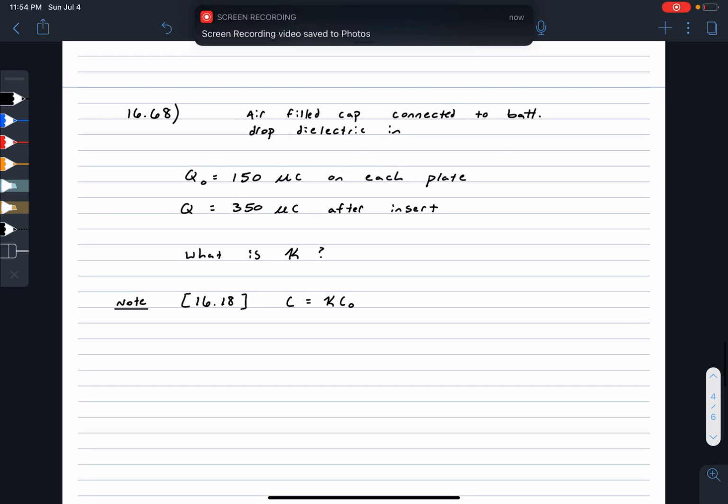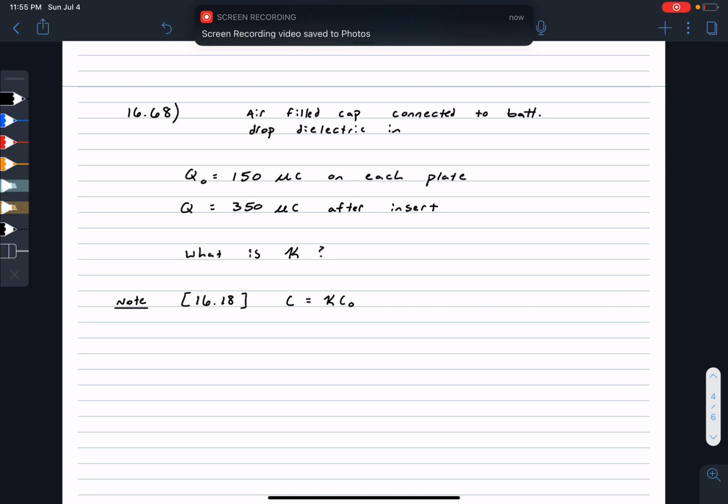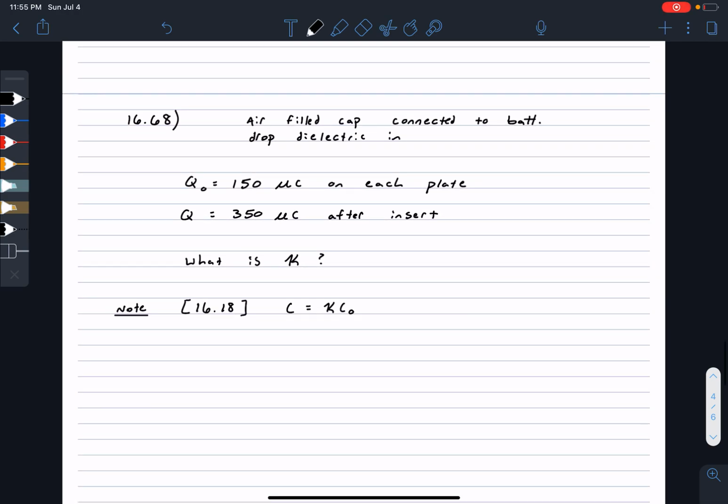Okay, doing the next problem, number 68. We're given an air-filled capacitor connected to a battery. And we have a charge on it before we drop the dielectric in. It's 150 microcoulombs. Once we drop the dielectric in, the charge changes to 350 microcoulombs, right?